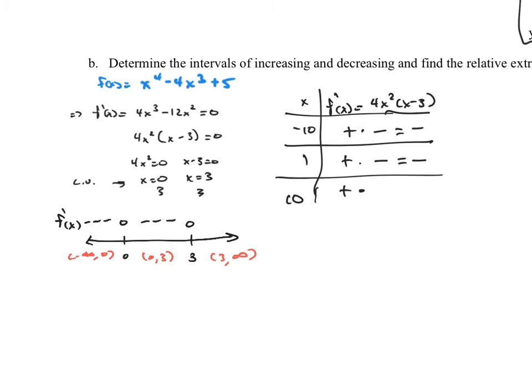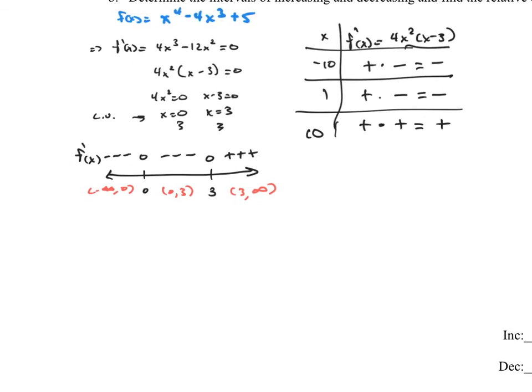10, again, the first one has to be positive, and then 10 minus 3 is also positive. A positive times a positive is positive. So since that test point was positive, that entire interval must be positive. Okay, why do I care about this? Again, because this tells me about my original function. Any place the derivative was negative, the original function has to be decreasing, and any place that the derivative was positive, the function has to be increasing.